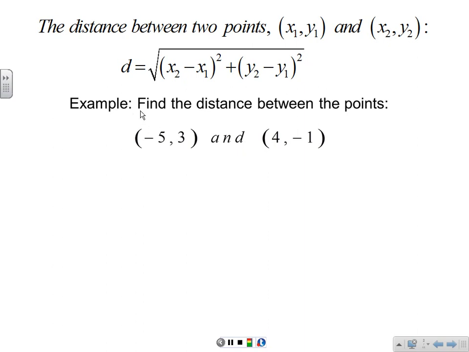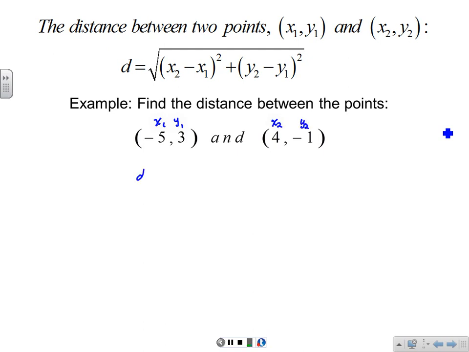So, for example, we're going to find the distance between these 2 points. Now, you may think, well, why can't we just plot them and count them? If it's a slanted line, you can't count the units, but if it's horizontal and vertical, you could. So, if we have these 2 points, we'll have x1, y1, x2, y2.